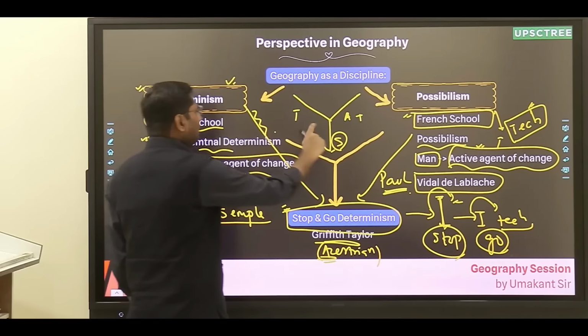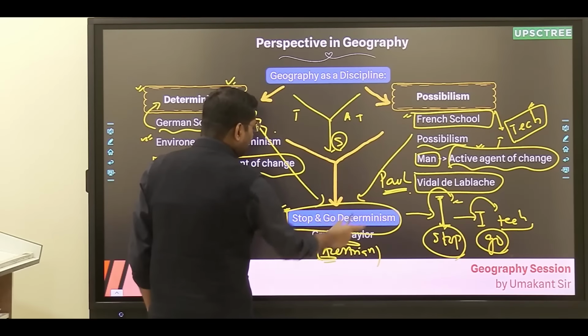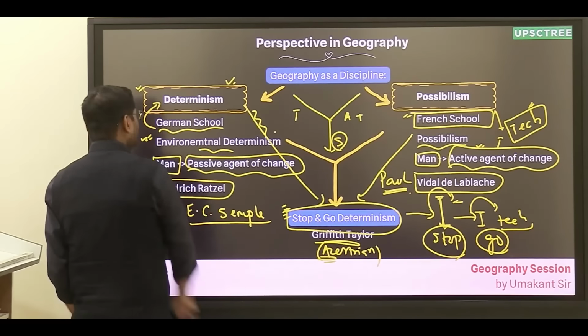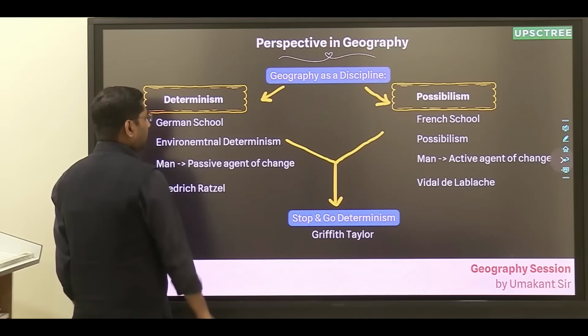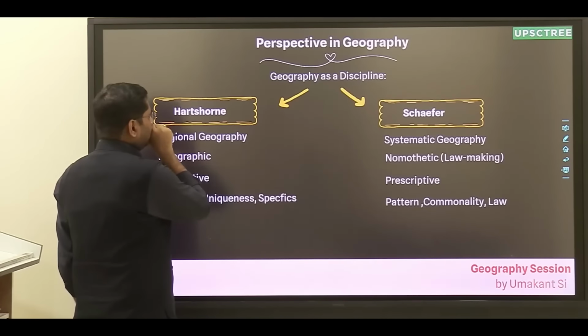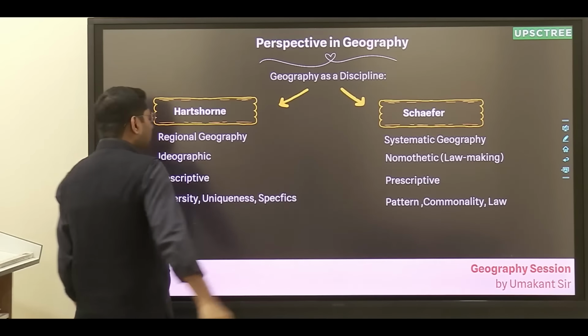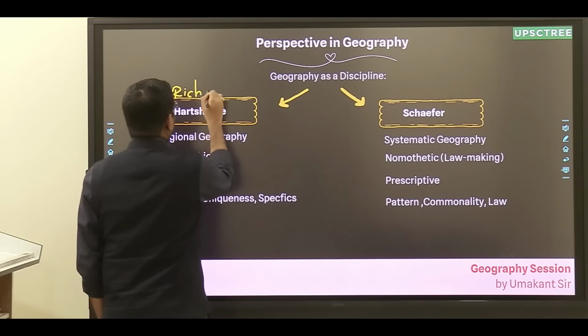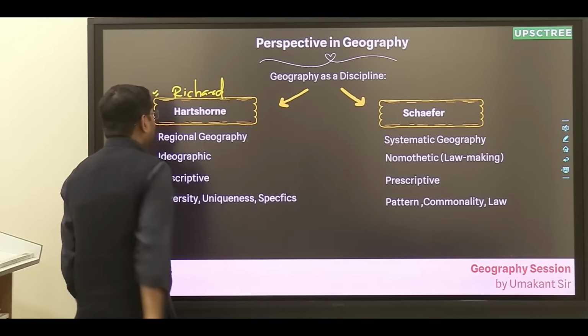So there is truth in both philosophies, and eventually the synthesis is known as stop and go determinism, given by the Australian Griffith Taylor. Okay. Now, moving on, two important debates will be there. One is between Richard Hartshorne and Schaefer. Okay. Richard Hartshorne and Schaefer.